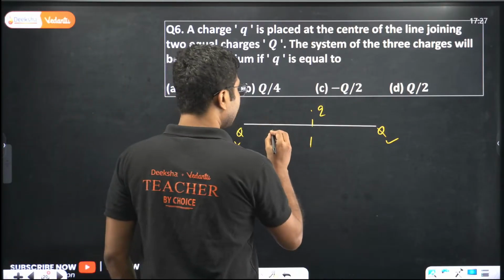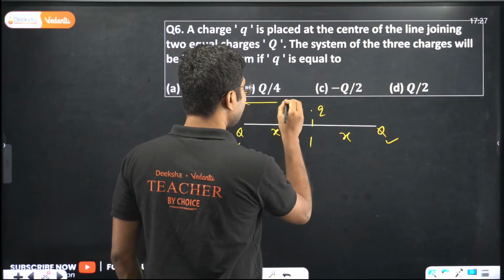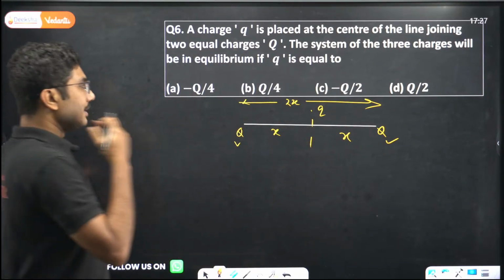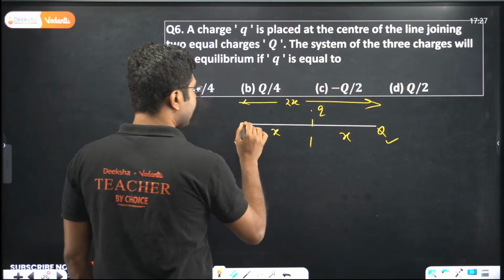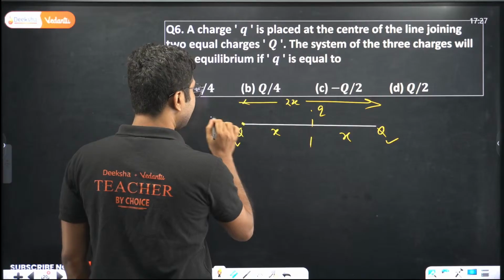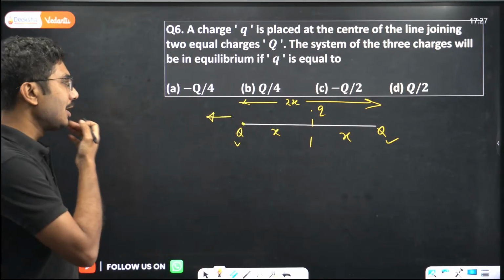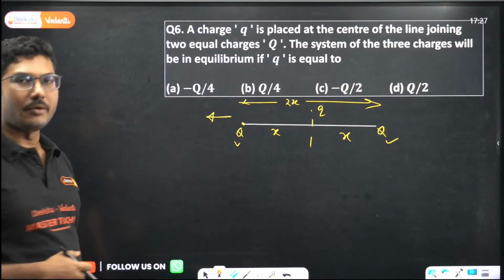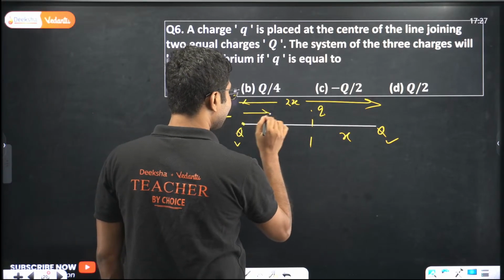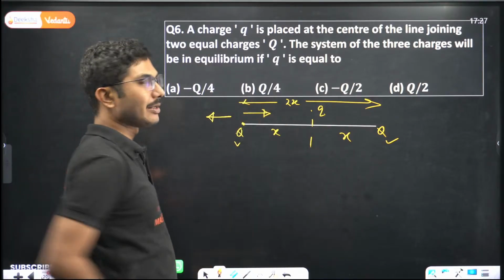Suppose the distance from this is x, and this is x, so the total distance between them is 2x. Now we will consider the equilibrium of this charge. Because both of the charges are equal in magnitude, they will both be positive, or both can be negative as well. The repulsive force is away from it. To balance it, the force from the small charge must attract it towards them, right?